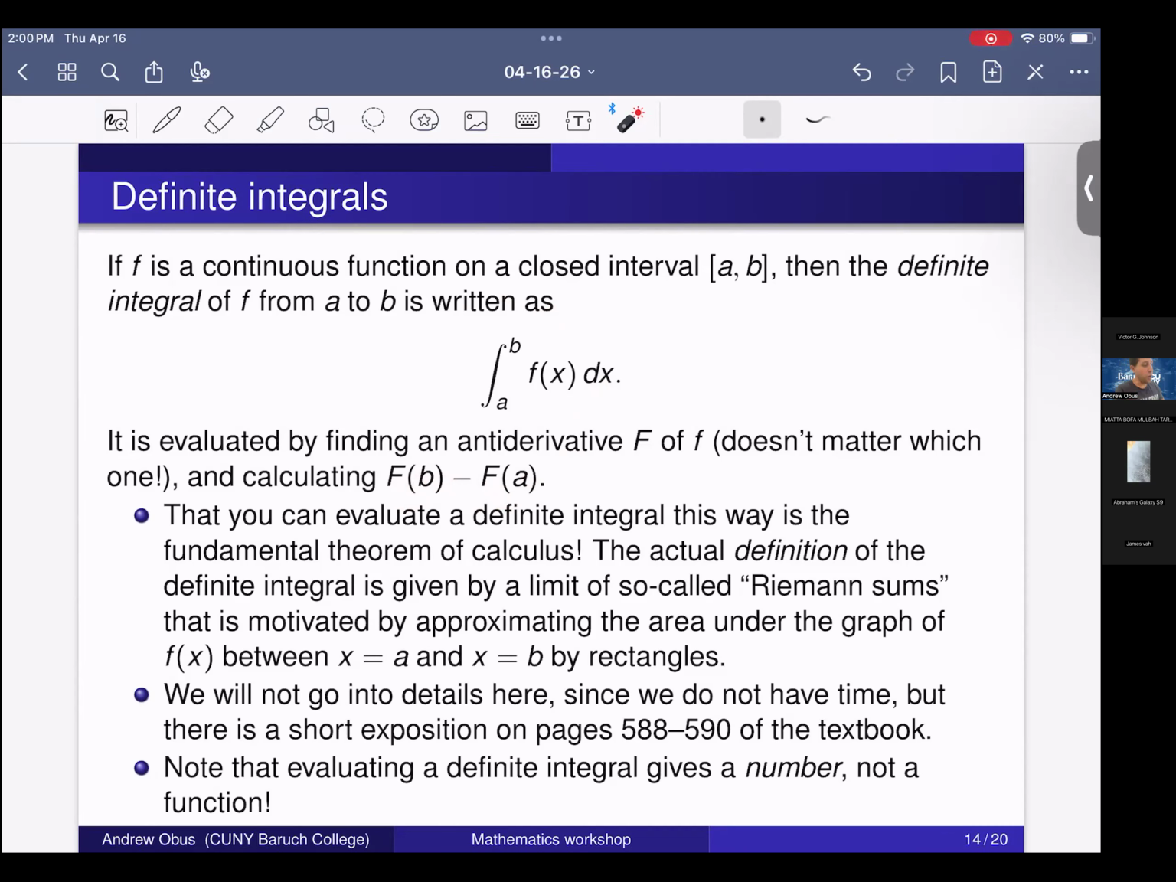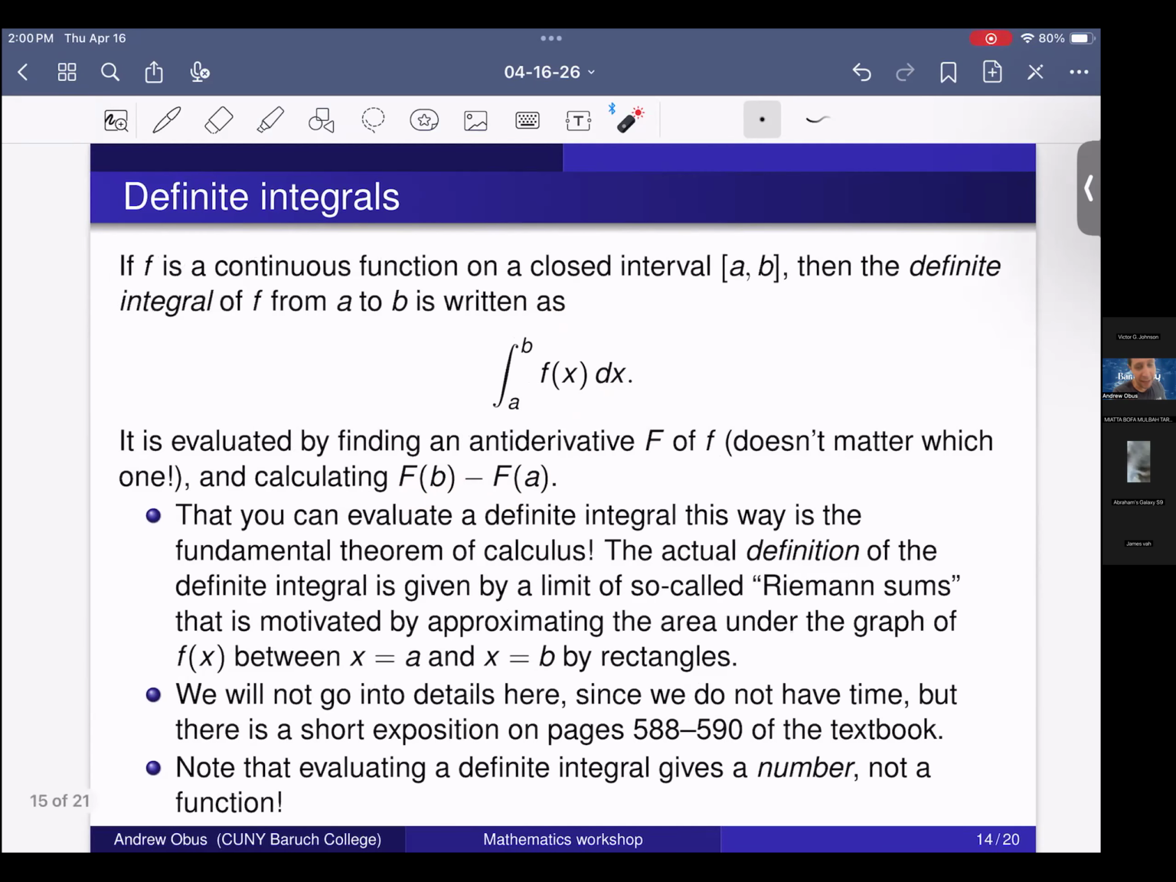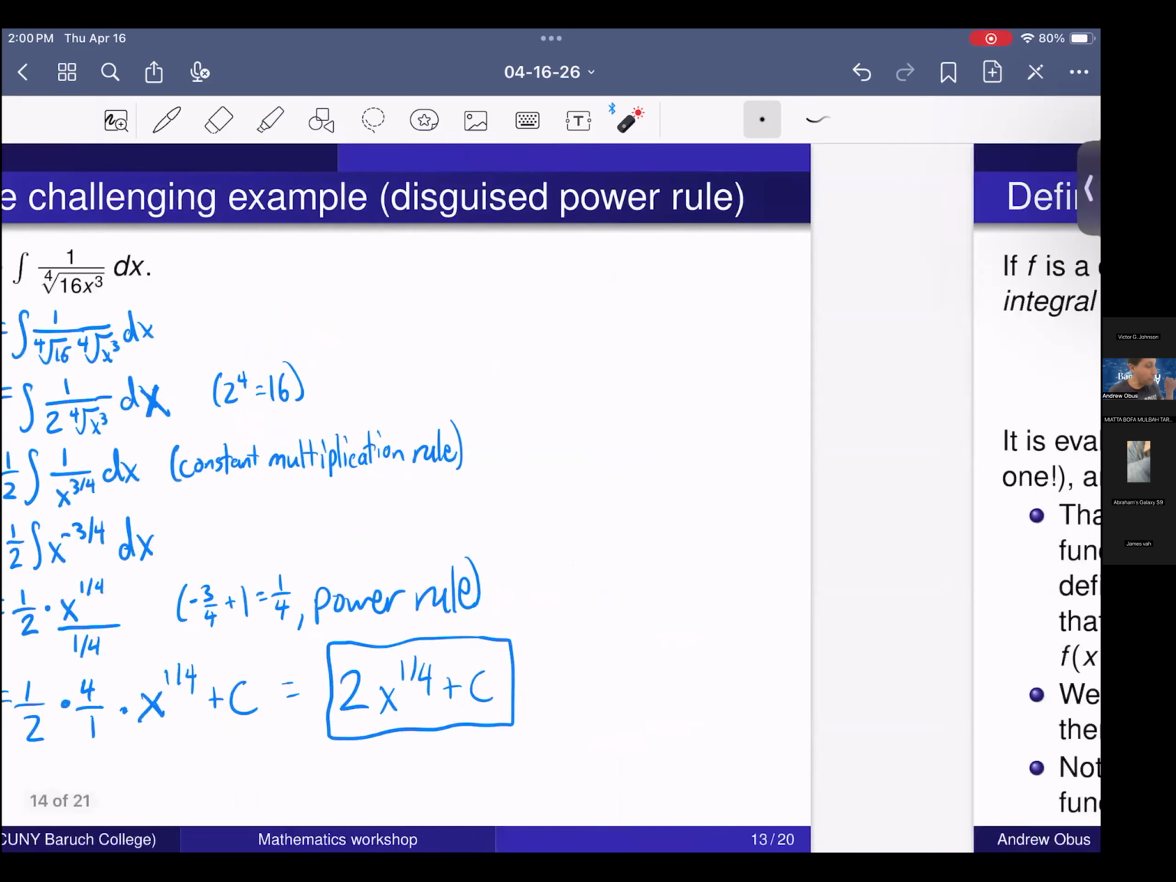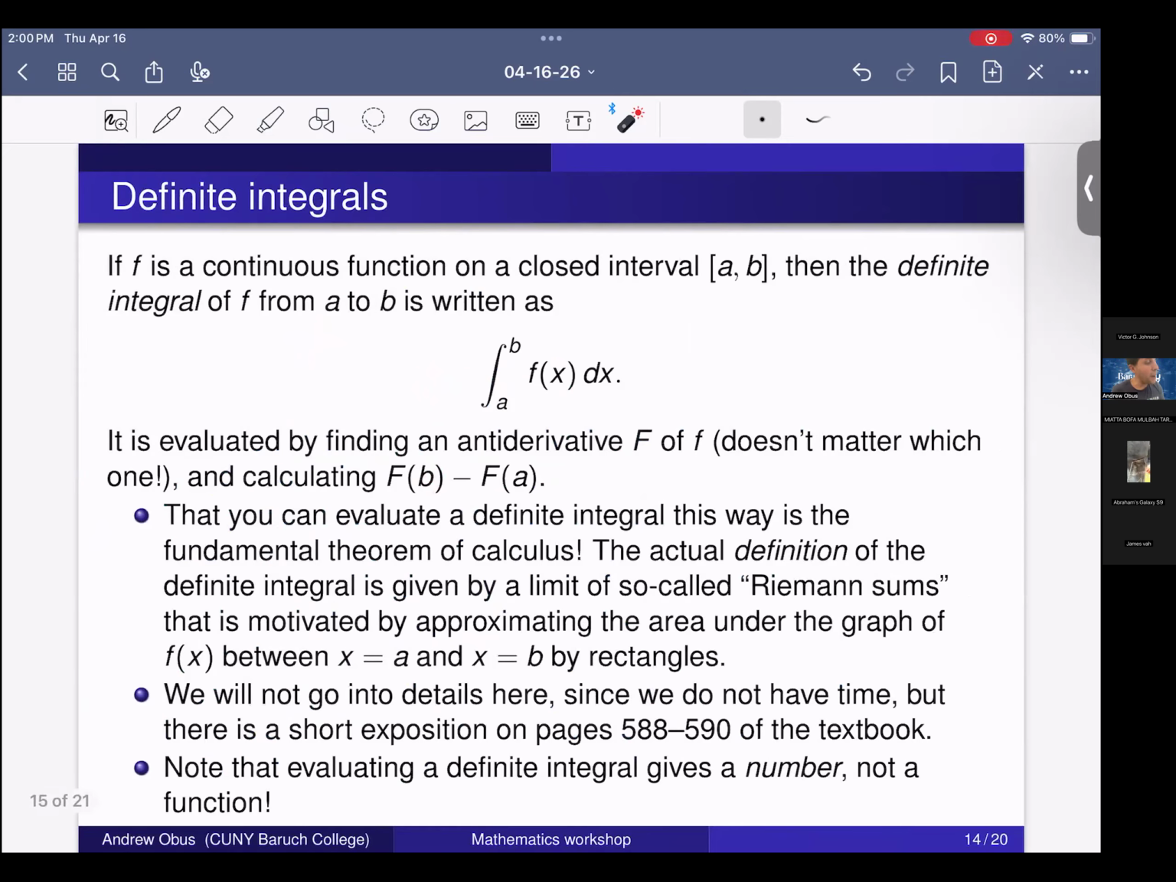And what you should notice is that when you evaluate a definite integral, this thing is calculating an area, right? This is supposed to be calculating the area under the graph of f between x equals a and x equals b. And so that means that your answer when you evaluate a definite integral should be a number, not a function, right? When you do an indefinite integral, you're just getting a function, right? You're getting 2x to the 1/4 plus c. But when we do a definite integral, we're plugging in numbers to get an area. So our answer should be a number.